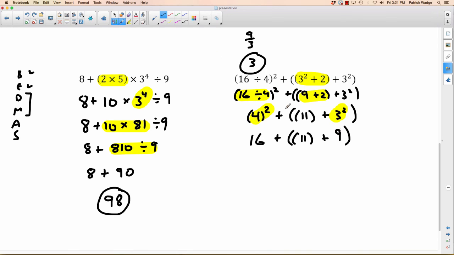Okay, we do have brackets here, so you should do this next. It's actually not going to make a difference, but you would do that if you're going to be exactly precise about this. 11 plus 9 is 20, and 16 plus 20 is 36, and that is your answer. Okay, a lot of these questions look horrible when you first see them, but if you just go step at a time, working down your page, I think you'll find that they're not as bad as they look.